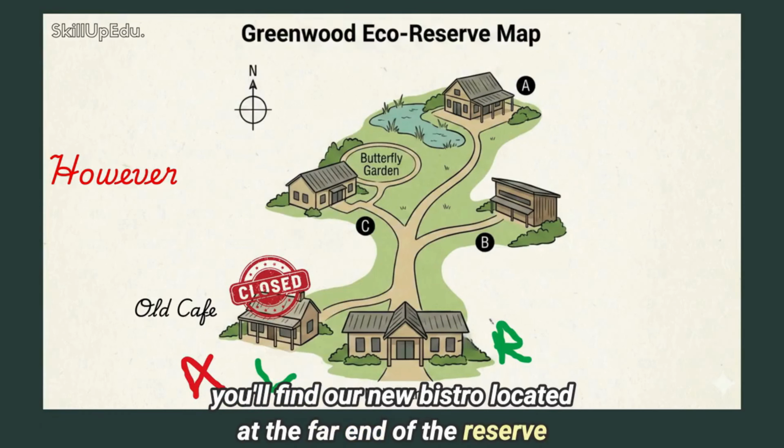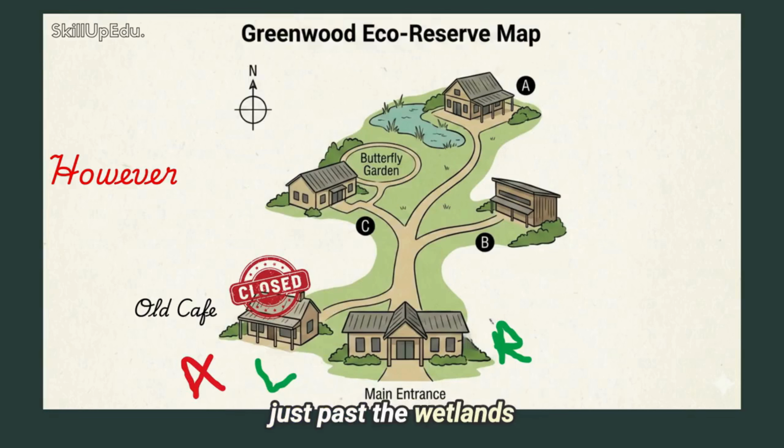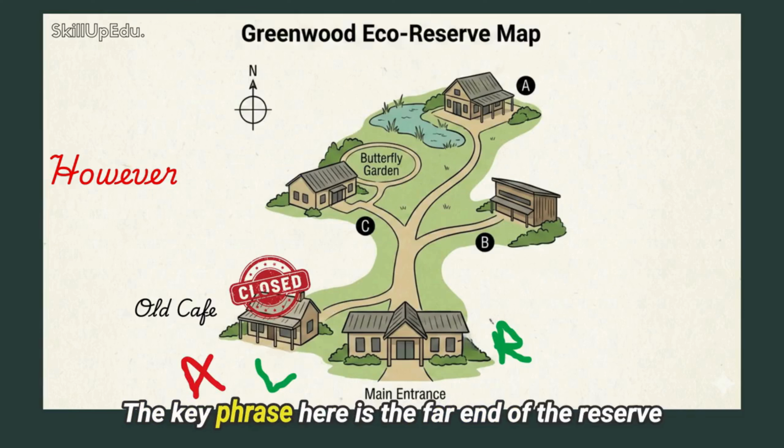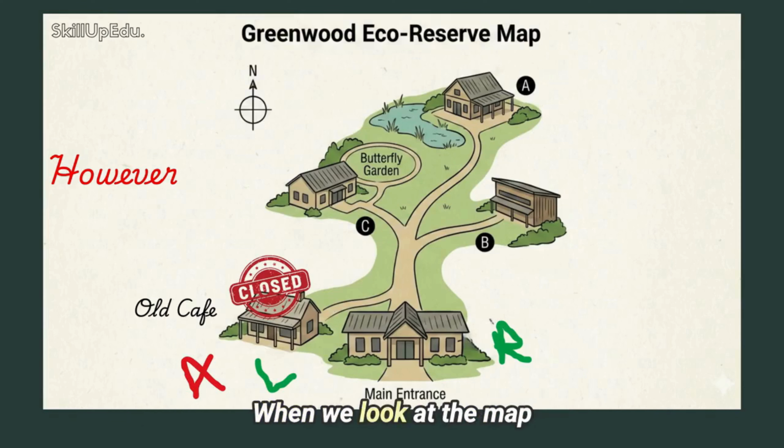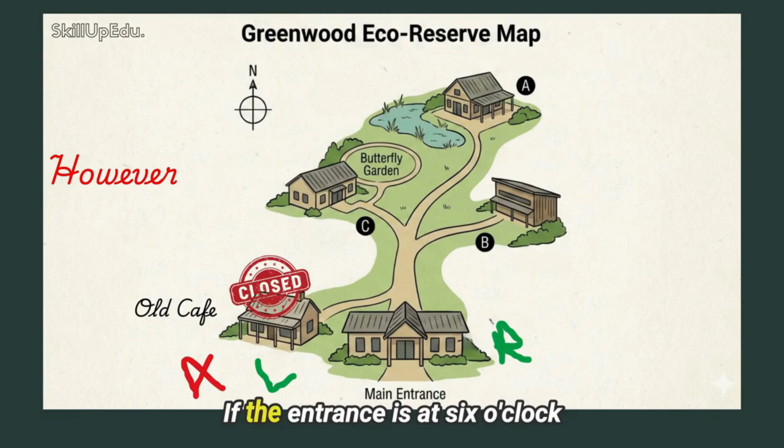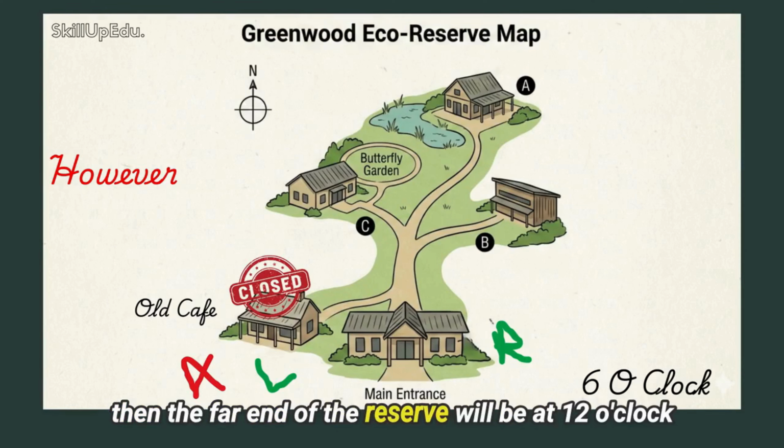After that, the speaker says, "If you need refreshments, you'll find our new bistro located at the far end of the reserve, just past the wetlands." The key phrase here is the far end of the reserve. When we look at the map, it follows the clock face rule. If the entrance is at 6 o'clock, then the far end of the reserve will be at 12 o'clock.